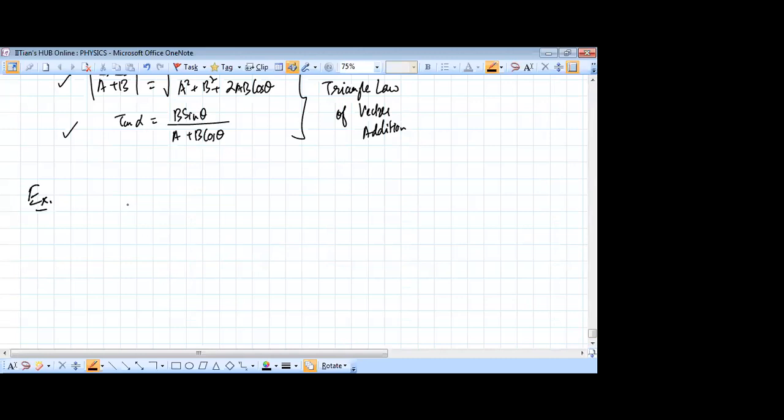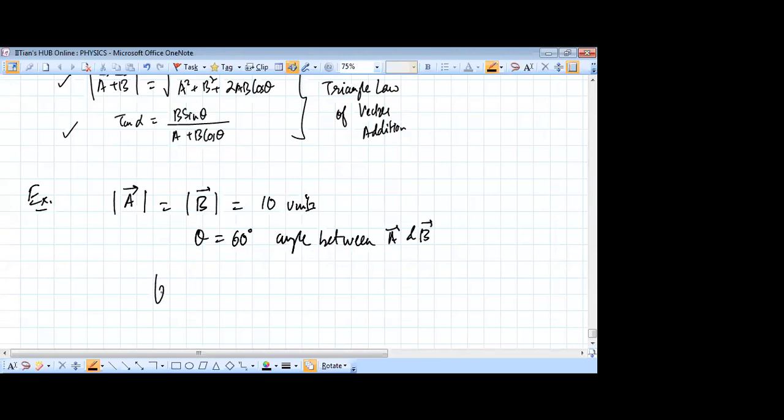So suppose vector A has the same magnitude as vector B, and that is equal to 10 units, and the angle between them is 60 degrees. This is the angle between vectors A and B.